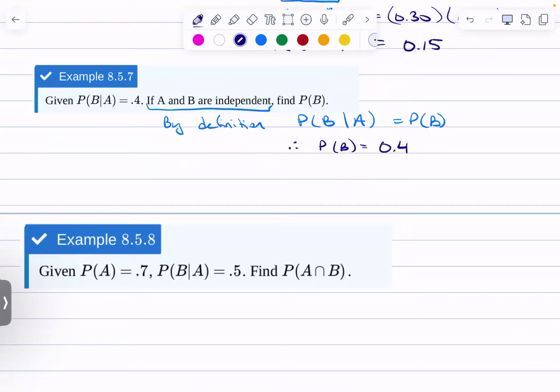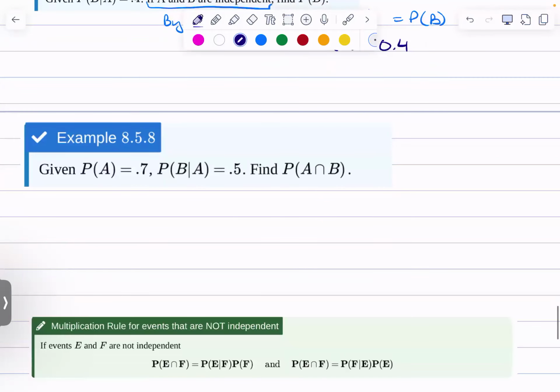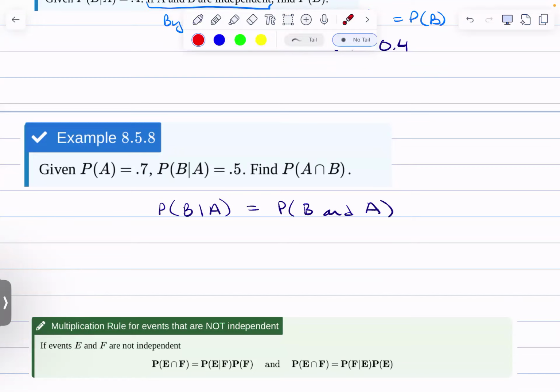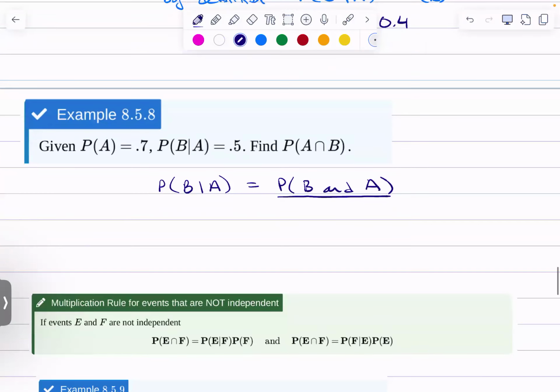This we could have done in the last section, right? If I have the probability of A is 0.7 and the probability of B given A is 0.5, then we can find the probability of A and B. And so we can use the probability of B given A and write that out. That's the probability of B and A, which is the same as A and B, right? B and A is the same as A and B, divided by the probability of A.